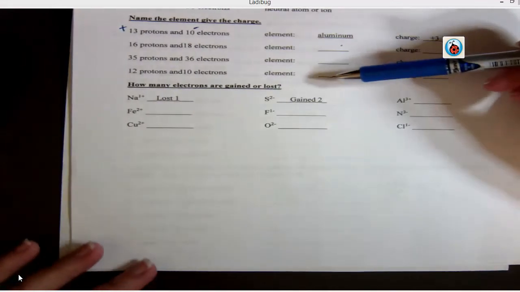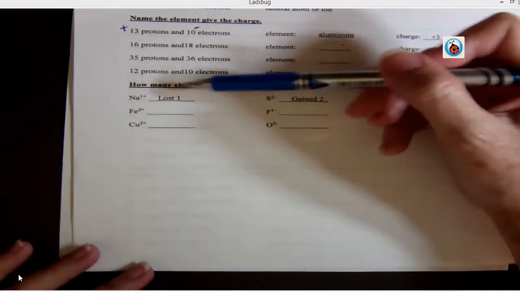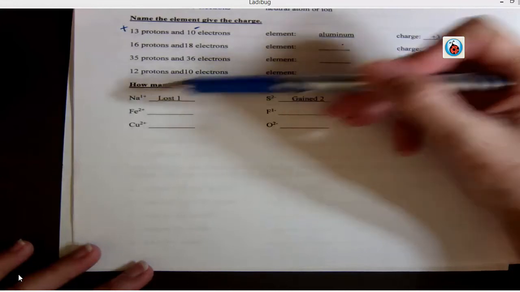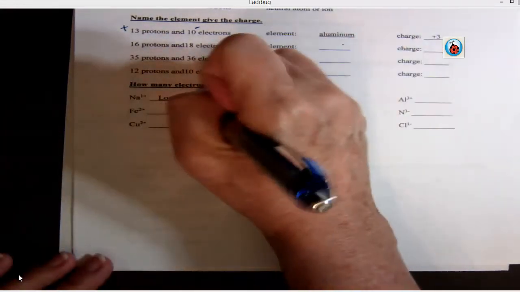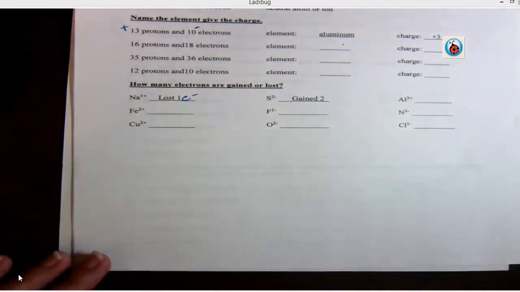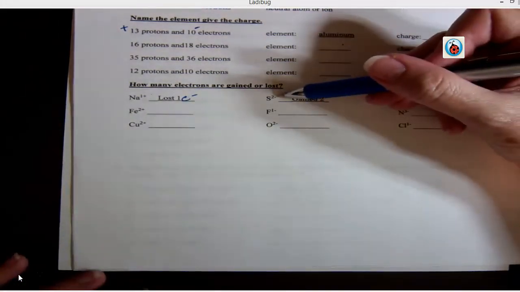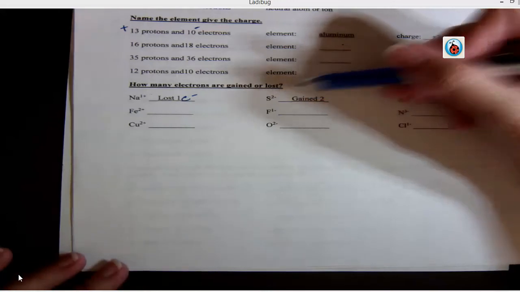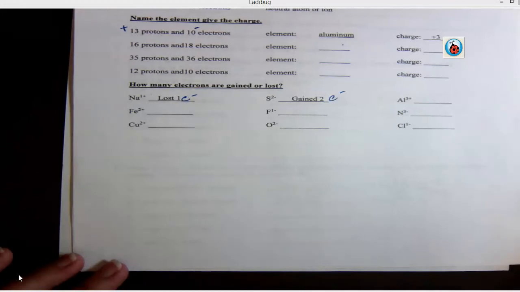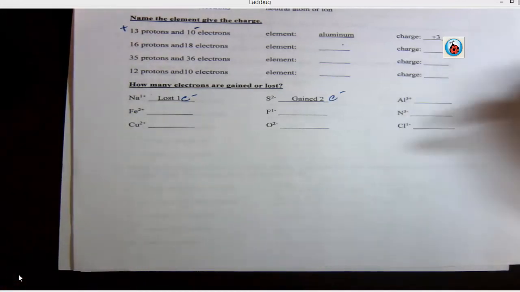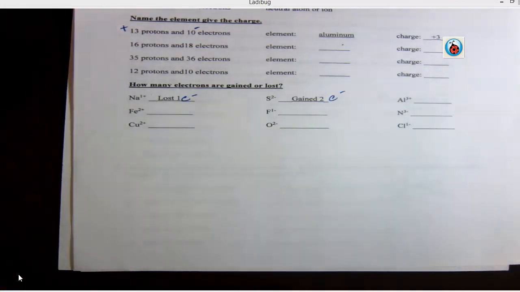Okay, so how many electrons are gained or lost? Well, right here, I've got an extra proton, so I lost 1 electron. These are electrons. I can't gain and lose protons. Right here, sulfur -2. What does that mean? That means I've gained 2 negative charges. I've gained 2 electrons. Okay, so looking at these, have I gained or lost electrons? Let me know if you have any questions.